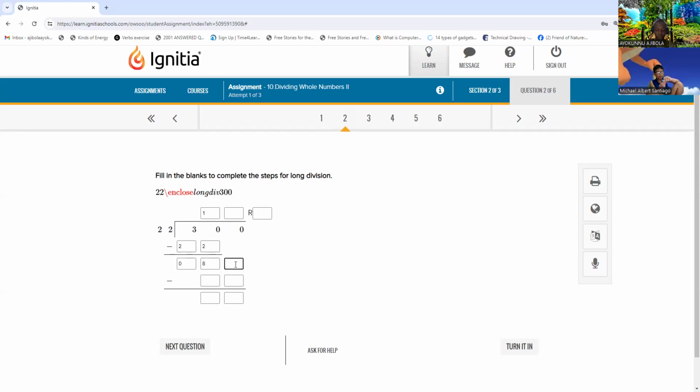Okay. Then we'll bring down the next digit, which is 0. So how many 22 can I see in 80? That's 3. 3 times 22 gives 66. Is that clear? Yes. Then, Miggy, what is 80 minus 66? That's 10 minus 6 is 4. And 7 minus 6 is 1. That's 14. Then the remainder is what? 14, right. Okay.